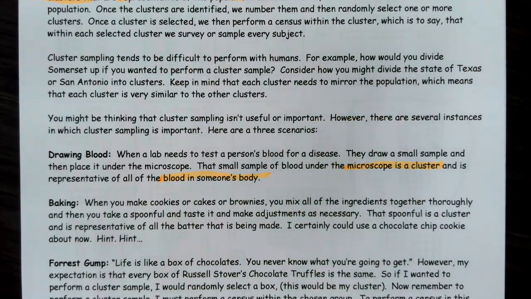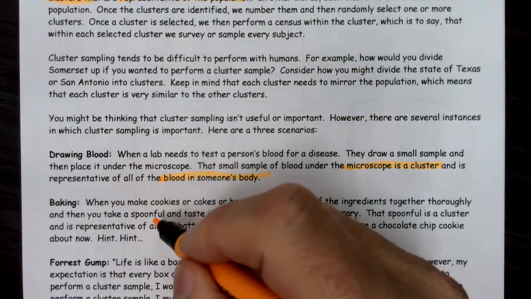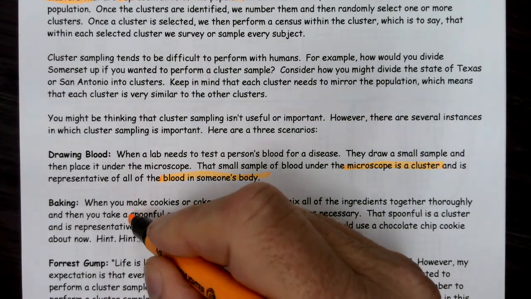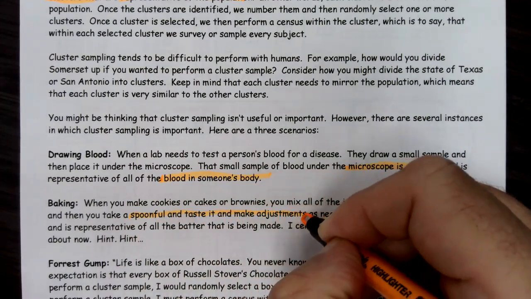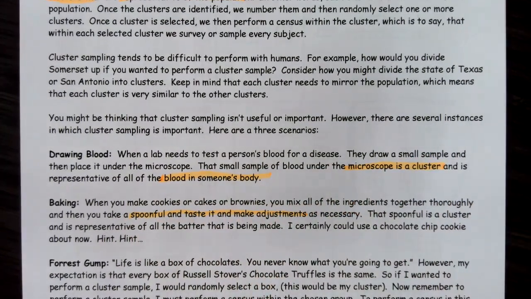The one that you've probably done is you've probably done some baking. You've made cookies, cakes, or brownies. And you mix all the ingredients together thoroughly, and then you take a spoonful or taste it. Well, that spoonful has salt in it. It has sugar. It has flour. All right. It has cocoa or whatever it has in it. So it has everything in it that all the other batter has. And so because it represents the population and it has everything in it and you tasted all of it, then it's a cluster sample. All right.